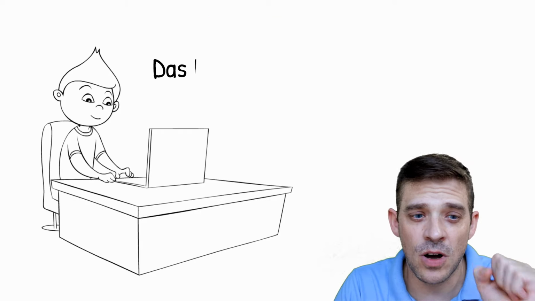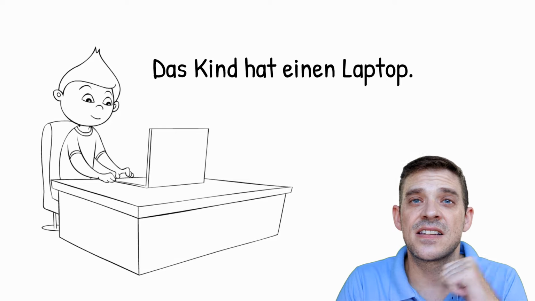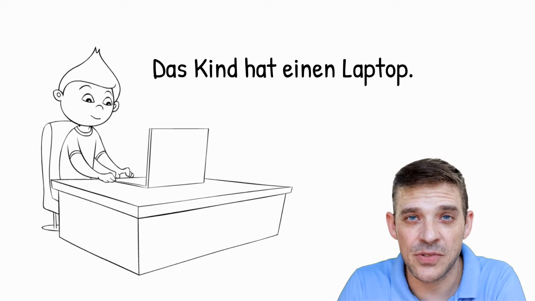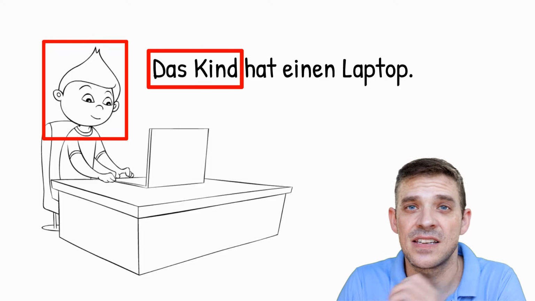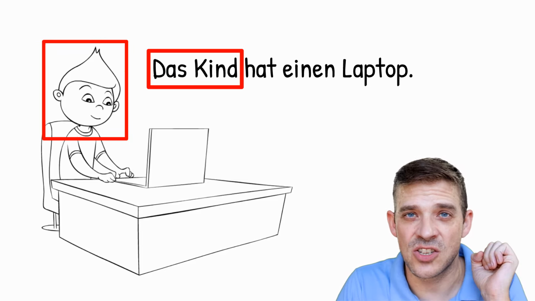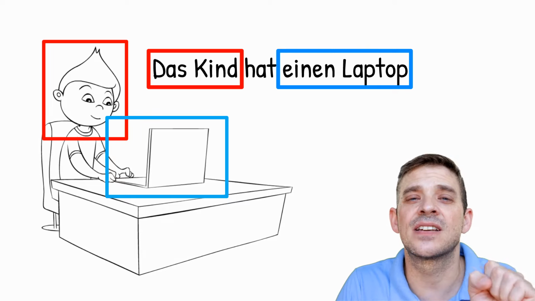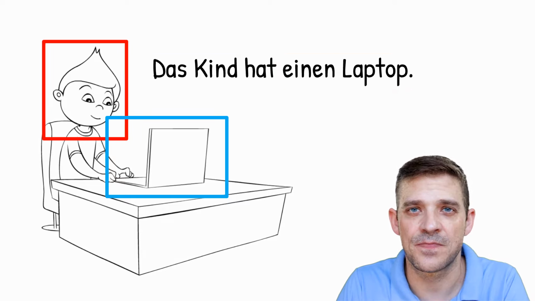Or we can also say one more. Das Kind hat einen Laptop. Again, das Kind ist Subjekt, das Kind ist nominativ und Laptop is the direct object, is in accusative.